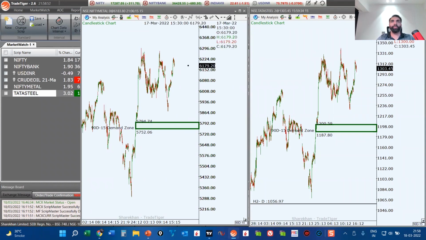And what we expect is that if the metal sector comes into a level of demand, and if the metal sector is going to bounce and start moving up, then obviously all the metal stocks will also be pulling back to strong levels of demand, and we expect the metal stocks also to move up along with the sector chart.